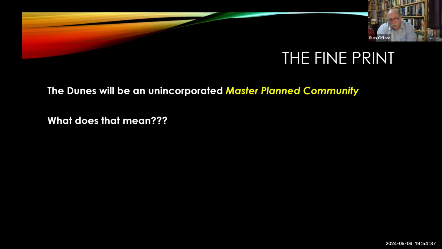Now, what's going to be created is the dunes will become an unincorporated master planned community. What the heck does that mean? Well, we know what unincorporated means. They're not going to be a town, right? Well, there's some interesting things. And master planned, whenever we're talking about a master planned community, we're saying, we want to create a community. We don't want the red tape of necessarily a village board that can tell us what we can't do. And we want to invest in other amenities that will drive this.